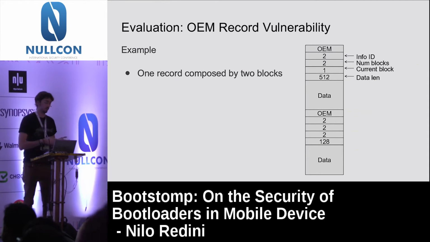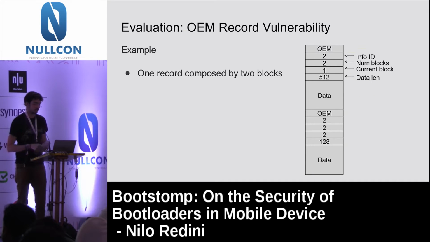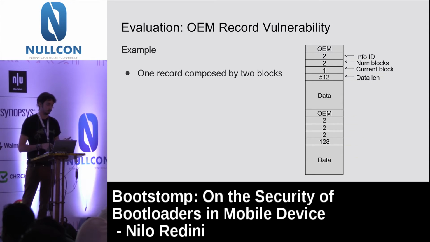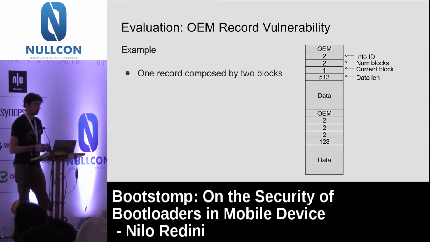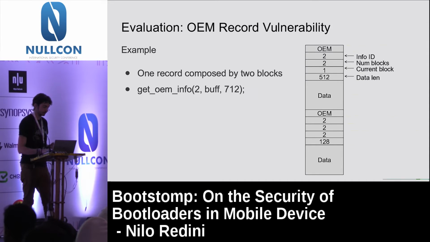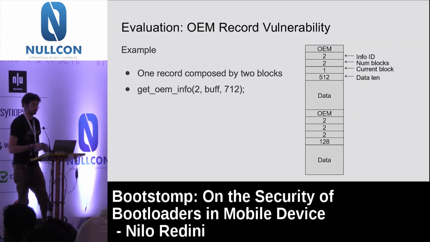Let's assume now that we have a record composed by 2 blocks. So again, let's assume that the info ID is equal to 2. But in this case, the first block will contain, as number of blocks, the number 2, as current block, number 1, and 512 bytes of meaningful data. The second block, similarly, will contain the info ID equal to 2, the number of blocks equal to 2, but as current block, the number 2. And it will contain only 128 bytes of meaningful data. Let's see what happens. Oh, and let's assume also that the provided buffer to the function is as big as 712 bytes, which is enough to contain the whole data.